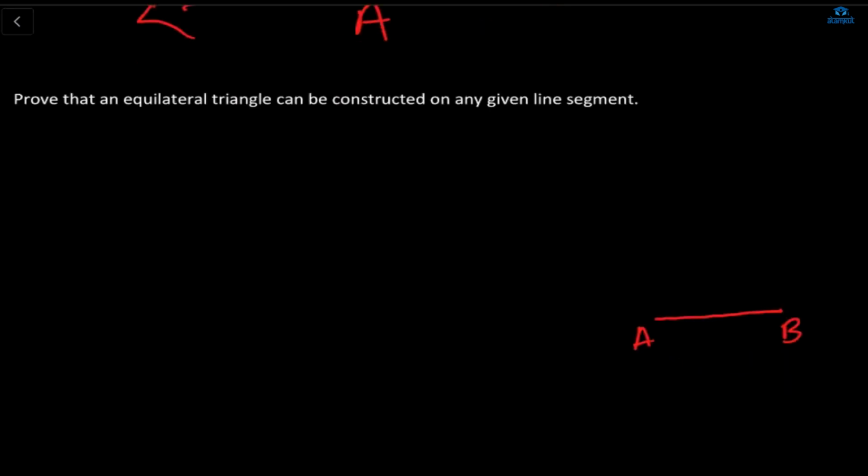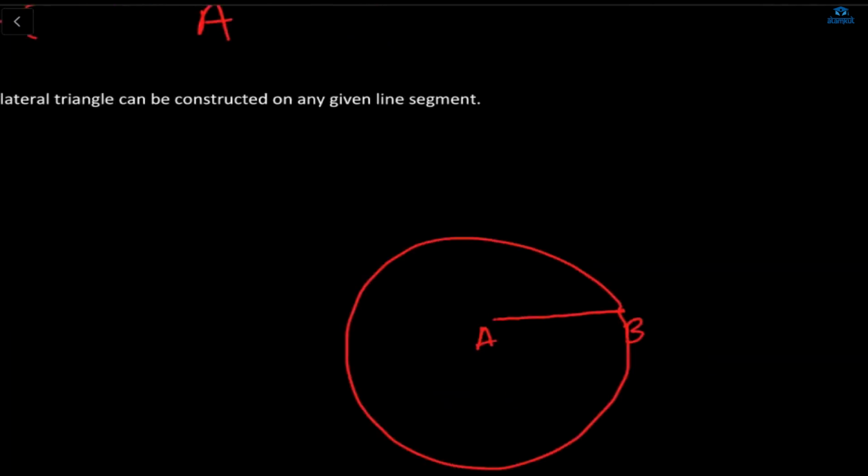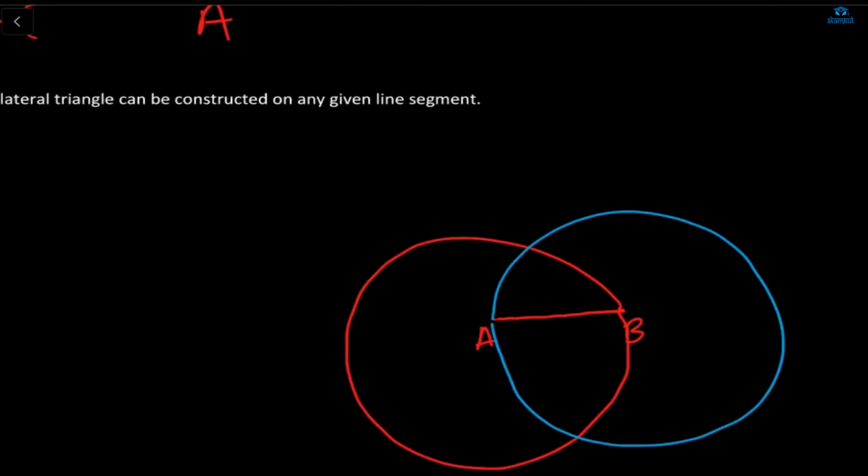In fact, you can take AB as radius. Put your compass on A and draw a circle. Another circle you can draw, taking AB as radius again, and this time start from B. B is the center point. First take A as center, and for the other circle take B as center. But AB will be your radius. Now this is your point of intersection. Now join this point and name it as C.